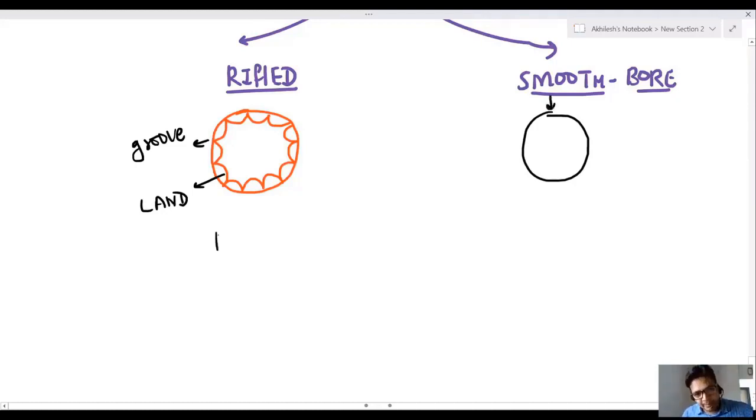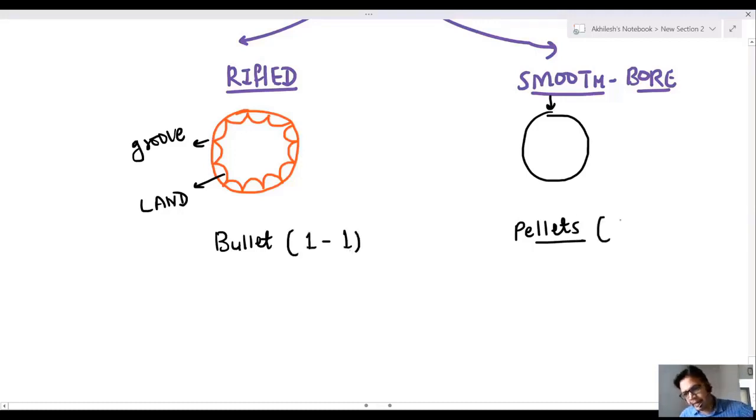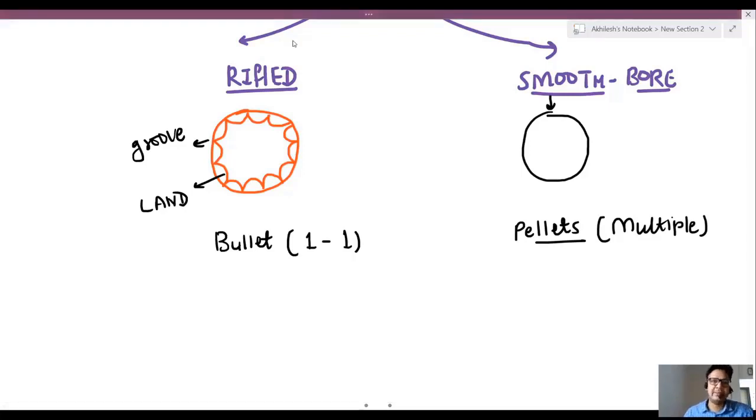Now, sir, here a bullet is fired, here pellets are fired. A bullet comes one by one, pellets come multiple. So this question also comes in the exam.